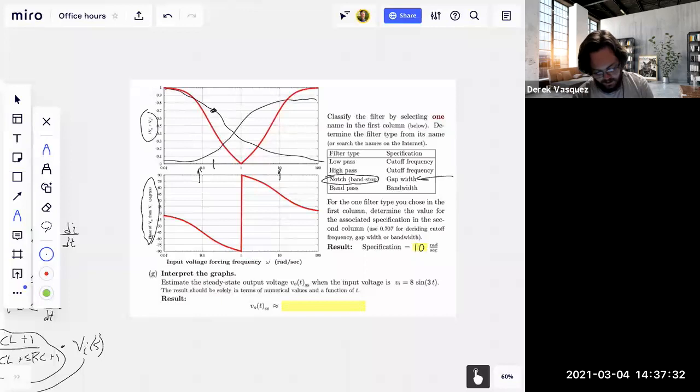Same with a high pass filter. The way I've drawn it here, 0.707 comes about right there, which is about 2 radians per second where I've drawn it. Does that answer your question?